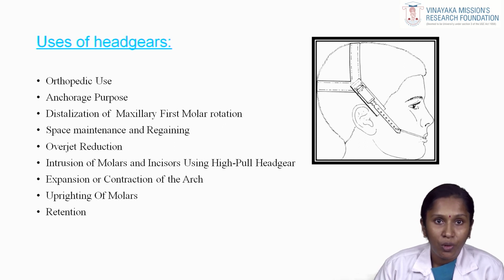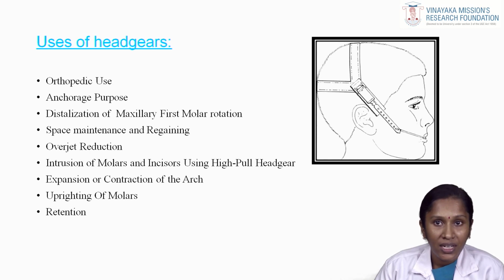The mesial movement of the molar is prevented and the face bow does not interfere with the erupting teeth. It is also used in overjet reduction. We can use it for intrusion of molars and incisors using a high pull headgear, and also for expansion or contraction of the arch. We can use it for molar rotation.